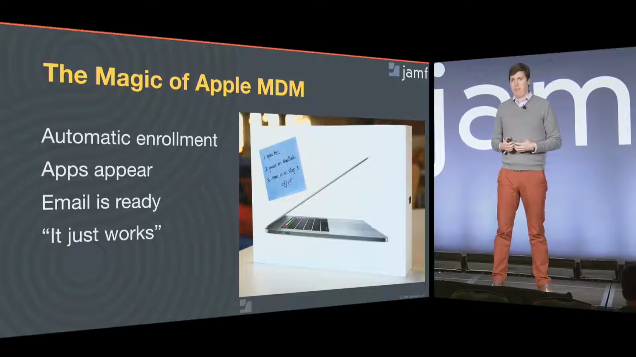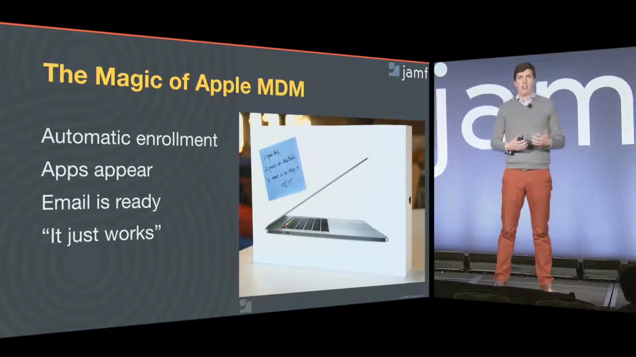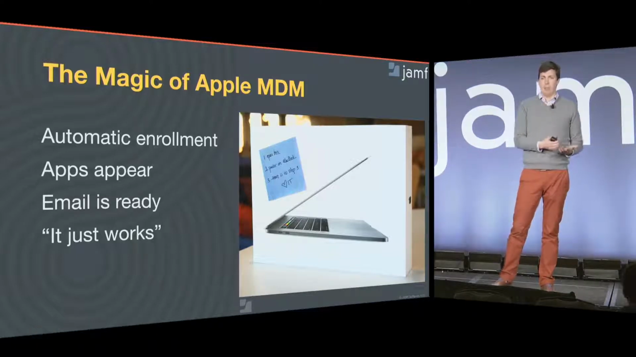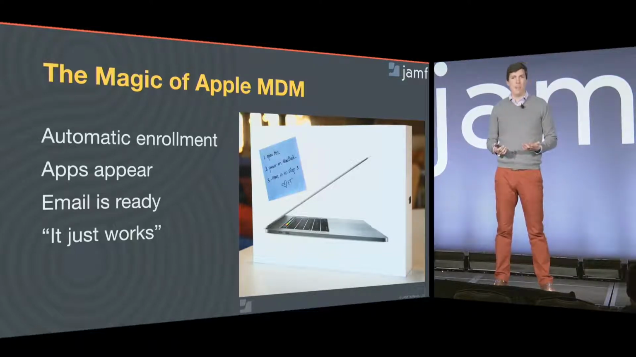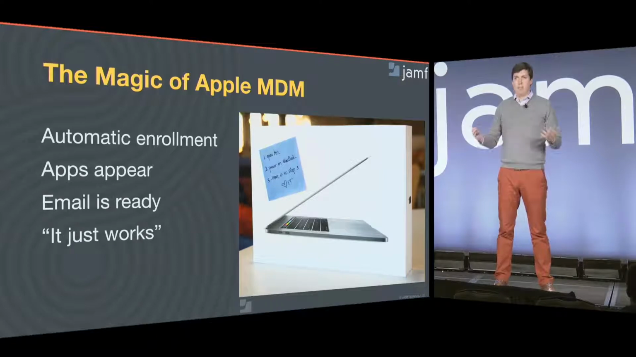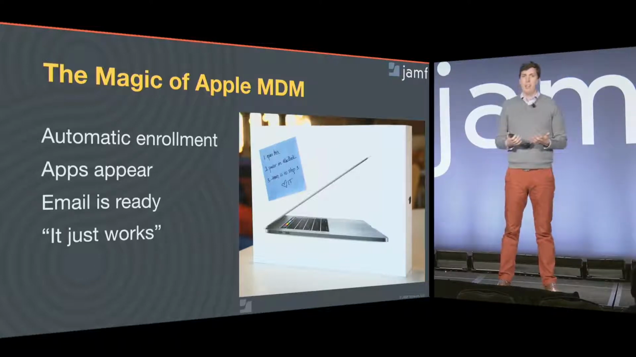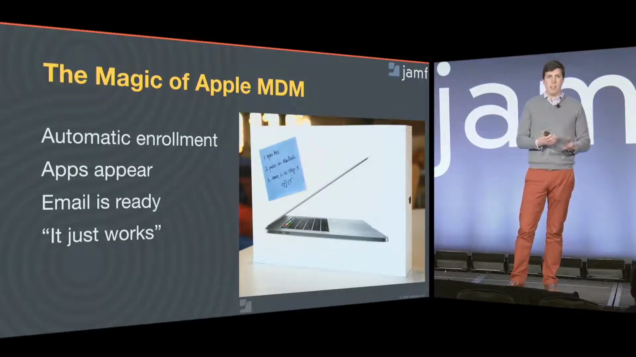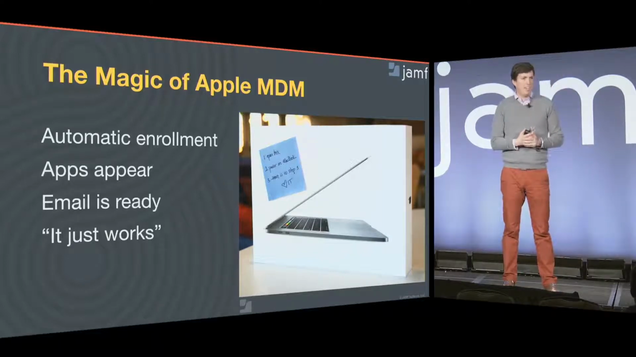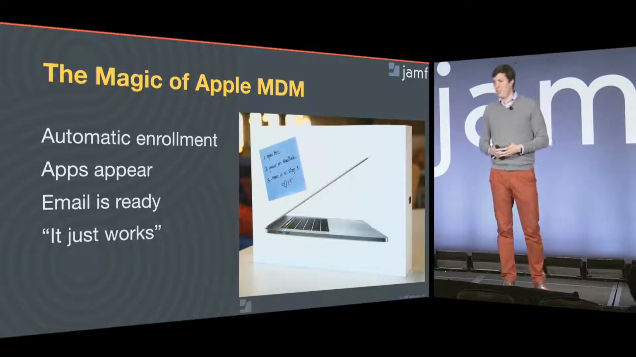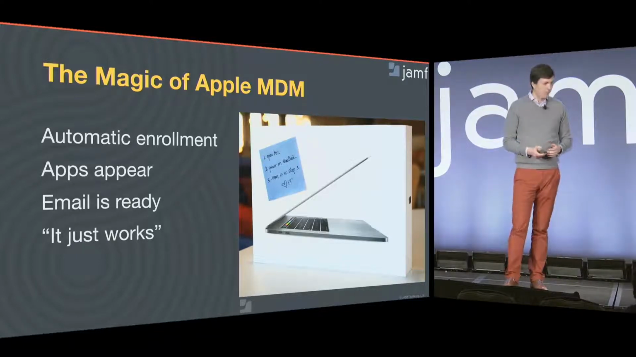And even simple stuff, like just making sure that your email is ready. It's not a difficult task to set up an email configuration on an iPhone or on a Mac, but if you multiply that by the dozens or hundreds of devices you need to do that on, you can see how automating even a simple task like this can really accelerate a deployment project. And in summary, if we can get to that state where it just works, this is really the goal that we want to deliver. We want to deliver that magic of MDM.